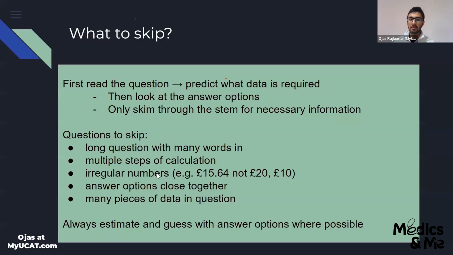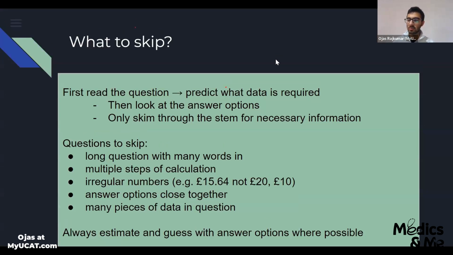So, one thing you want to keep in mind, like we said, tricky questions, how we're going to avoid those. What do they look like? Maybe if the question is long, if there are loads of steps to calculate, and also if the answer options are really close together. Because if the answer options are close together, then it means you probably can't guess and estimate. You actually have to be exact. And the last kind of thing you might want to look for is if your numbers are a little bit irregular. So say rather than having 20 and 10, if you had like 15 pounds 64. If you had something like that, it's going to be a little bit trickier to do in your head.